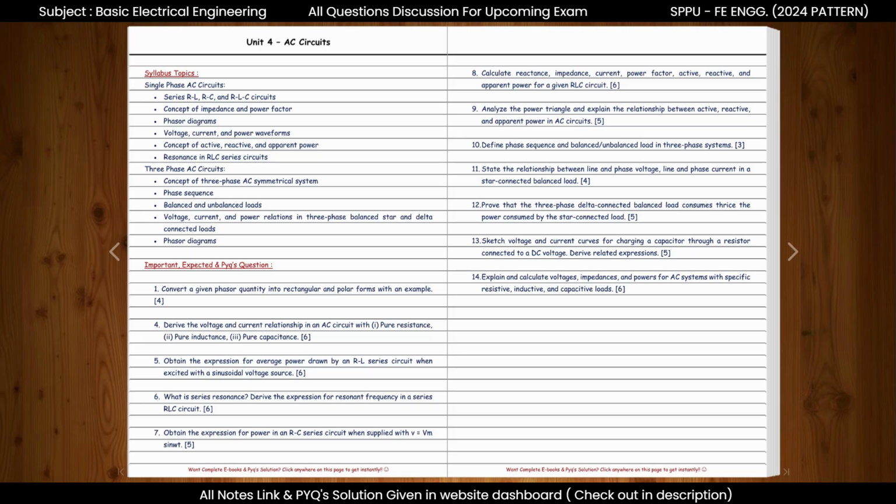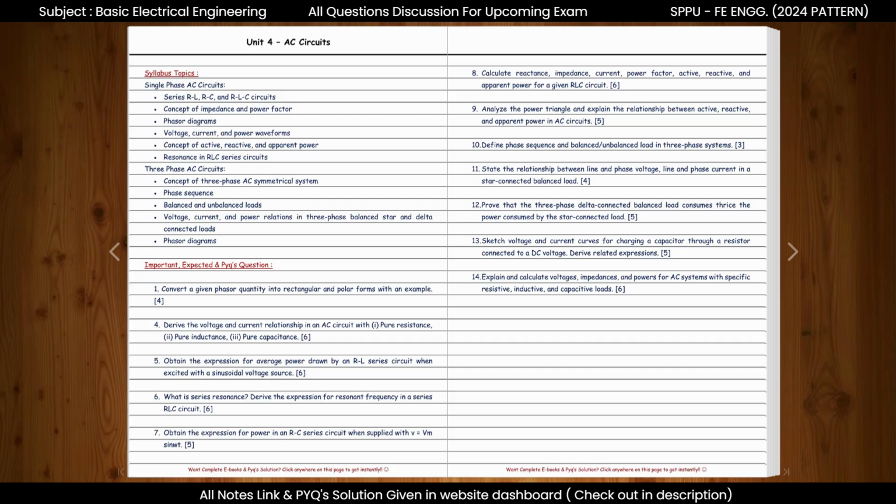We often deal with phasor quantities in AC circuits. To solve problems, we sometimes need to convert a phasor quantity into rectangular and polar forms. In rectangular form, we express it as x plus jy, where x is the horizontal component and y is the vertical component. In polar form, we express it as a magnitude and an angle. For example, if we have a phasor of 3 plus j4, the magnitude is 5 and the angle is the tangent inverse of 4 by 3. This concept is extremely useful in AC circuit analysis.